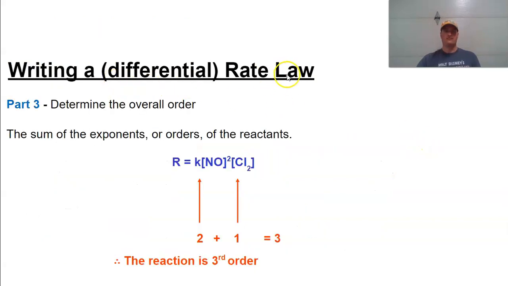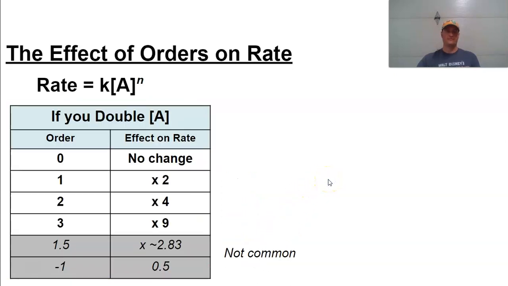So, for the differential rate law, to determine the overall order, that's the sum of the exponents. This one's got 2, this one's got 1, total of 3. So the reaction is third order.